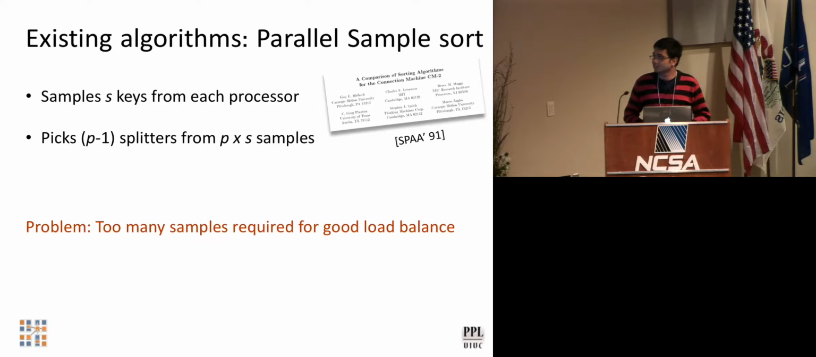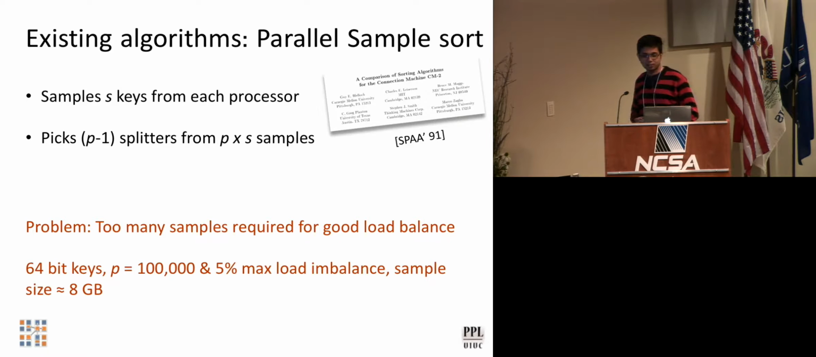Sample sort is one of the early algorithms that's quite frequently used. At the heart of sample sort is that every processor just picks some number of keys from its input, and it assembles all the samples at one place at a root processor, and the root processor just looks at all the samples and picks P minus 1 splitter keys. The problem with sample sort is it really needs a lot of samples if you want good load balance, and that sort of prohibits sample sort from being used in really massive applications. For example, if you have a big problem size like 100,000 processors, and your threshold for maximum load imbalance is about 5%, then you need about 8 GB of sample size, which is quite a lot.